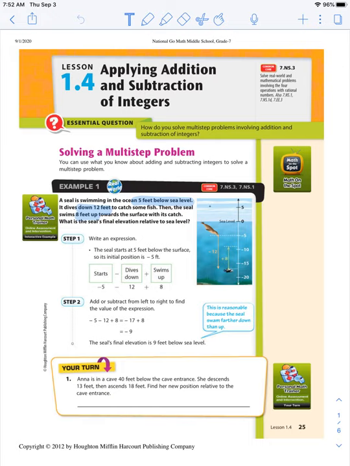It has this nice picture here on the right that demonstrates this for us. So the seal starts 5 feet below the sea level. Then it goes down 12 more feet, and then it comes back up 8.